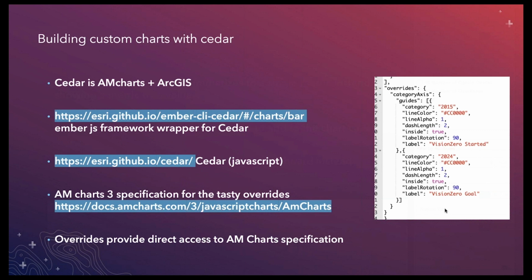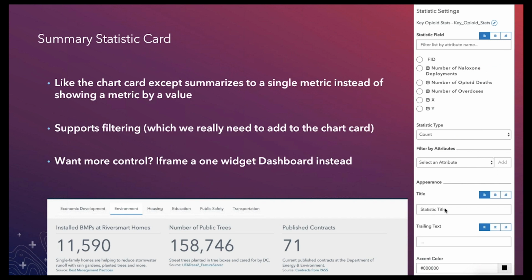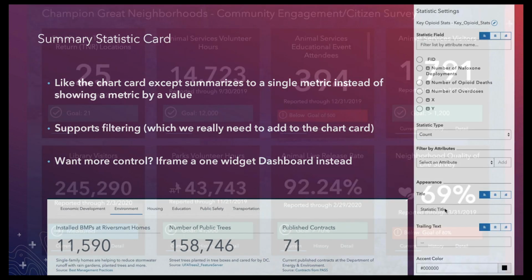Summary statistics cards are also a really powerful way to show very specific numbers, especially if you're trying to show things like KPIs. It's like the chart card, except it summarizes to a single metric instead of showing a metric by a value. It supports filtering, and if you want more control and want to do something more than what the chart card is doing, you can iframe in an operations dashboard widget or an operations dashboard app that just has one widget, which our friends in Brampton have done.